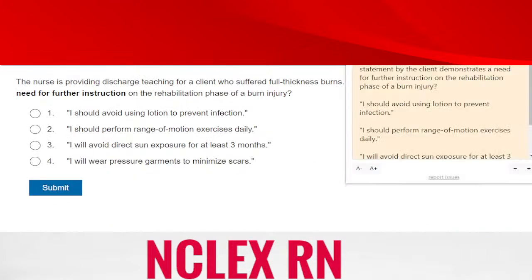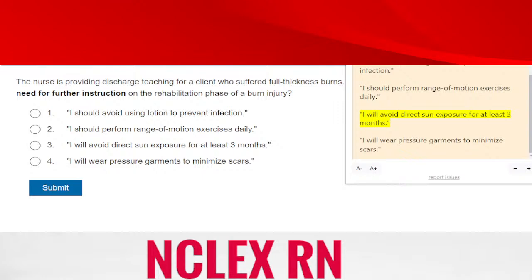The nurse is providing discharge teaching for a client who suffered full-thickness burns. Which statement by the client demonstrates a need for further instruction on the rehabilitation phase of a burn injury? I should avoid using lotion to prevent infection. I should perform range of motion exercises daily. I will avoid direct sun exposure for at least 3 months. I will wear pressure garments to minimize scars.